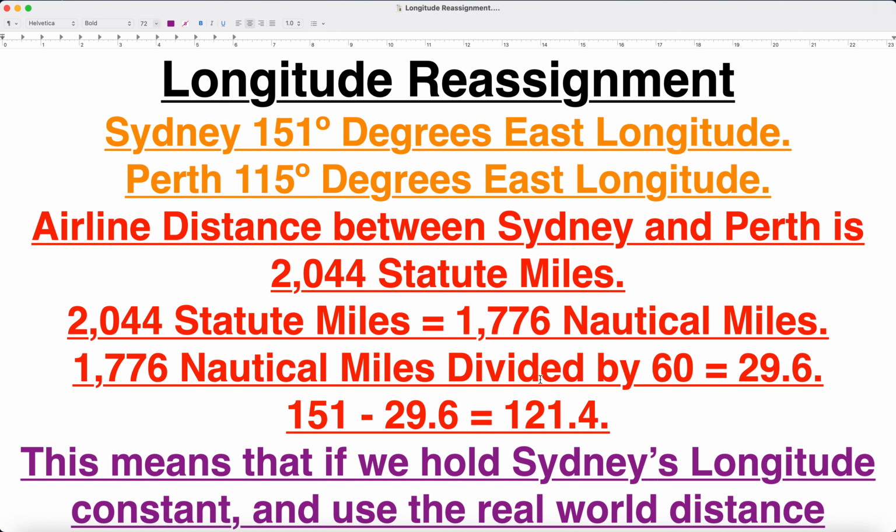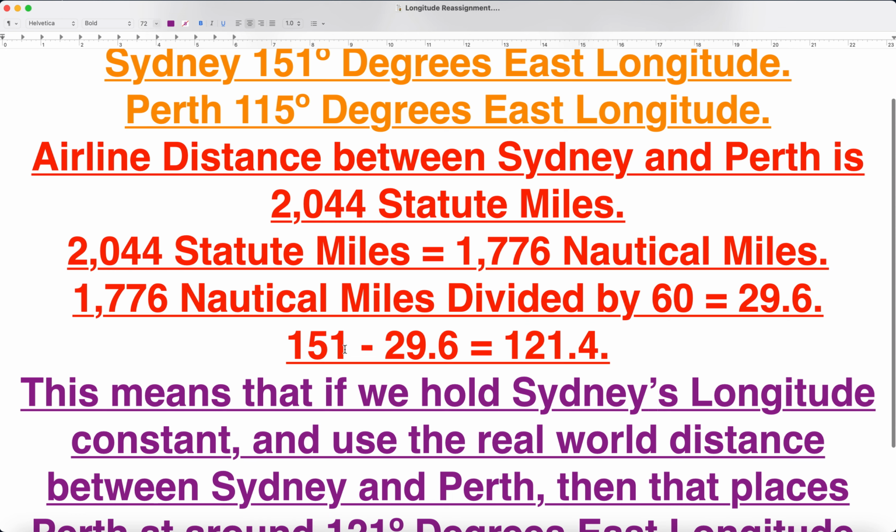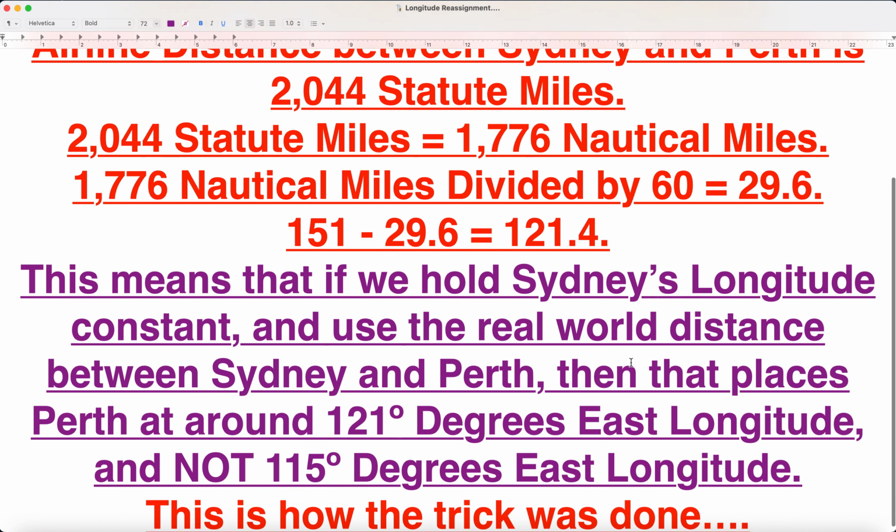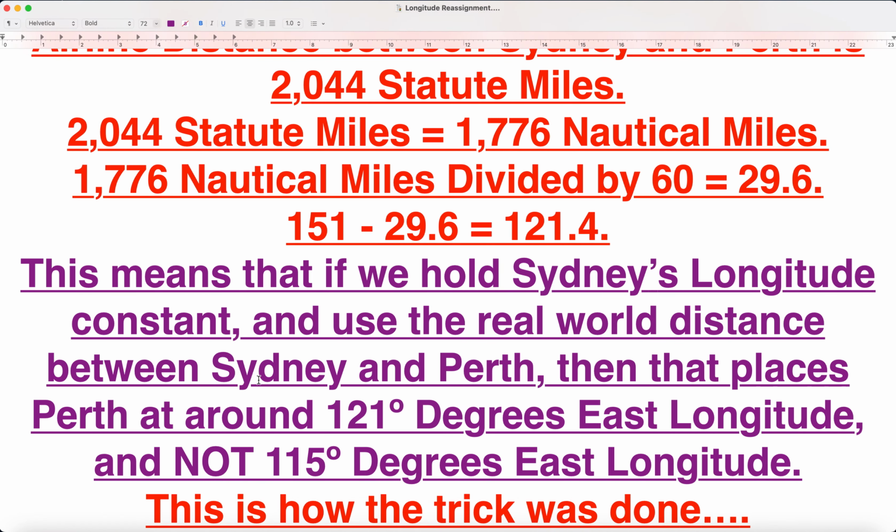1,776 nautical miles divided by 60, which would be 60 minutes per degree, equals 29.6. 151 minus 29.6 equals 121.4. So this means that if we hold Sydney's longitude constant and use the real world distance between Sydney and Perth, then that places Perth at around 121 degrees east longitude and not 115 degrees east longitude.